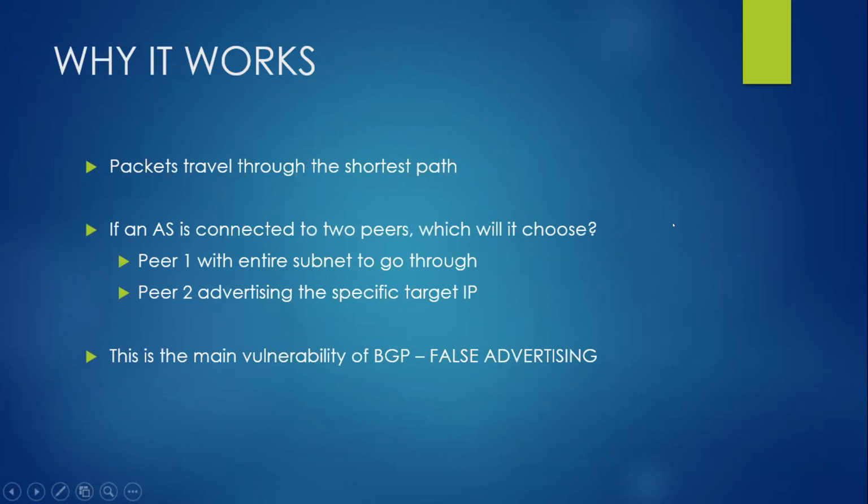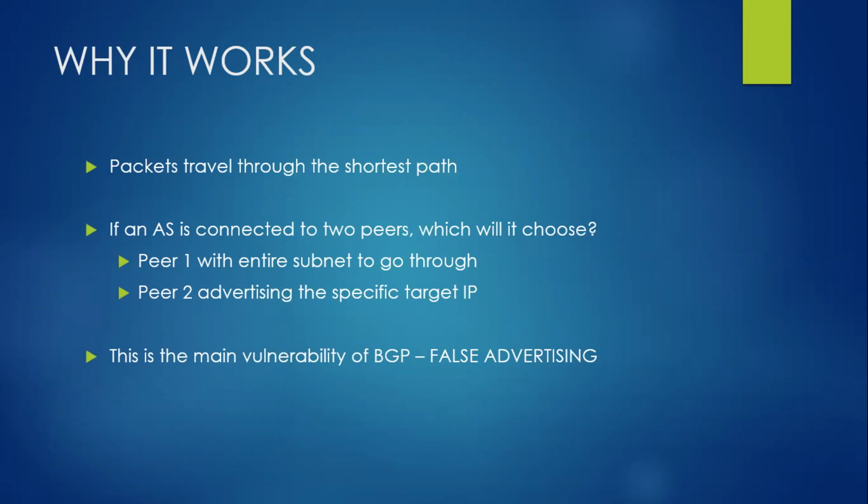The reason that works is that BGP, and all of these transfer protocols, depend on packets traveling through the shortest path available. So if an AS is connected to two peers, is it going to choose the one that has an entire subnet available that has to go through all of them, or the peer that has a specific IP address it's looking for? It'll go to the one that has the single IP because it's less work for them. They don't have to go through as many steps.